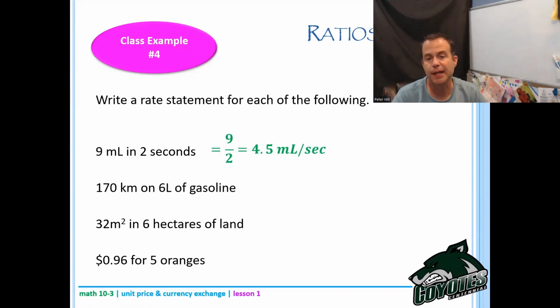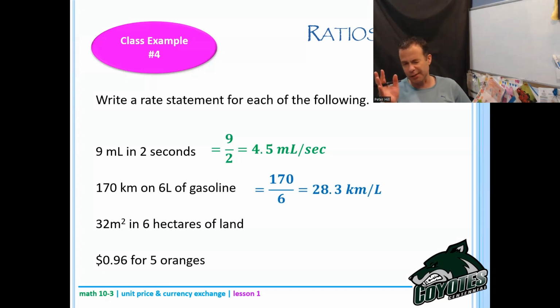Okay? What if I went 170 kilometers on 6 liters of gasoline? Well, I want to know my rate in kilometers per liter. So I'm going to take the kilometers and I'm going to divide by the liters, right? Remember that per talks about division. So 170 divided by 6. You don't have to do this in your head. You can grab a calculator to help you, okay? 170 divided by 6. And that's going to give me 28.3 kilometers per liter. Now that's a slightly rounded value. That's okay for now. I didn't give you rounding instructions, but we're just trying to get comfortable with what we're doing.